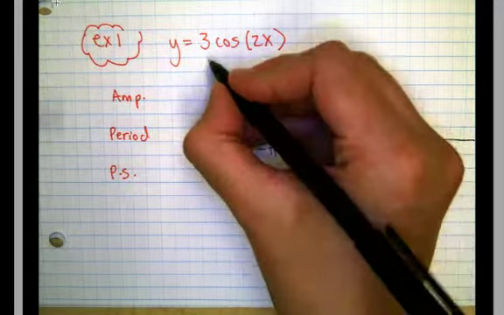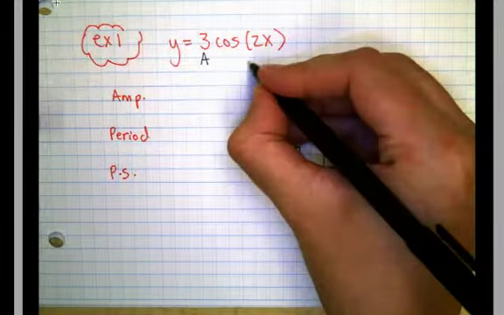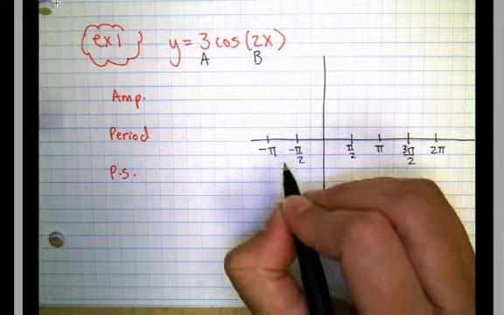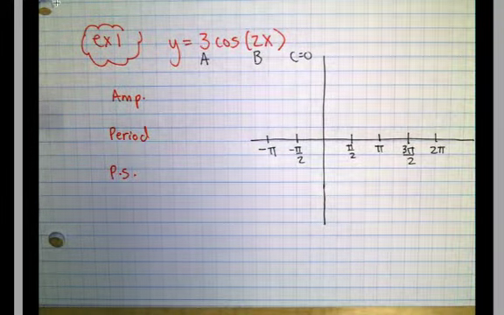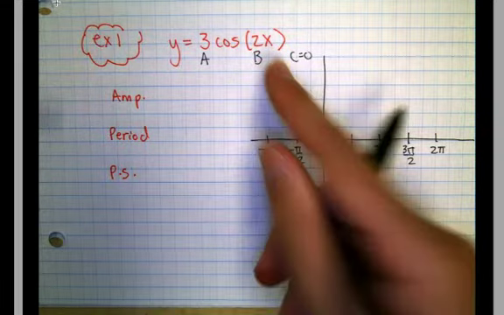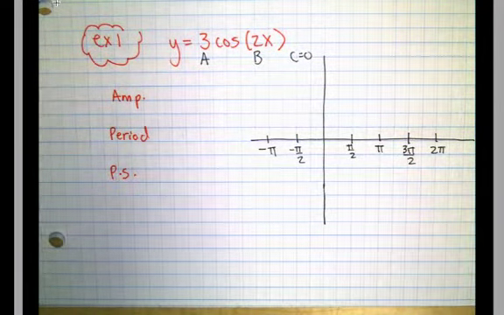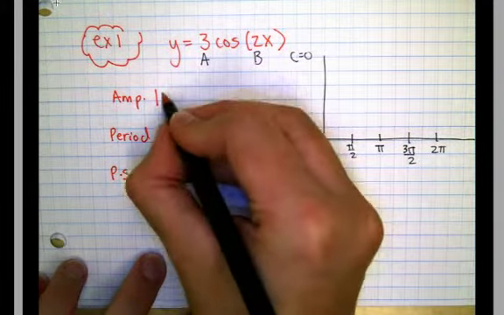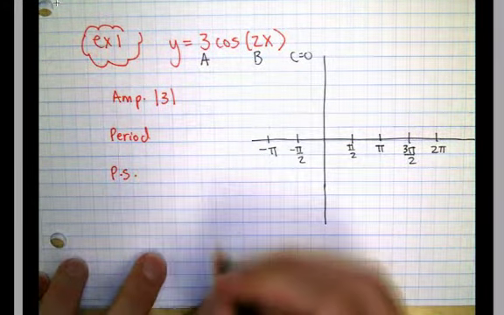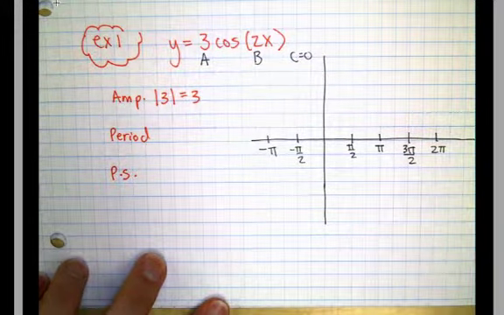So in this equation, this is my A, 2 is my B, and the plus C equals 0. There is no C in this problem. If you look, there's not a 2x plus anything. So to figure out my amplitude, I do the absolute value of A, which is going to be 3. And the absolute value of 3 is 3. So that's good to know.